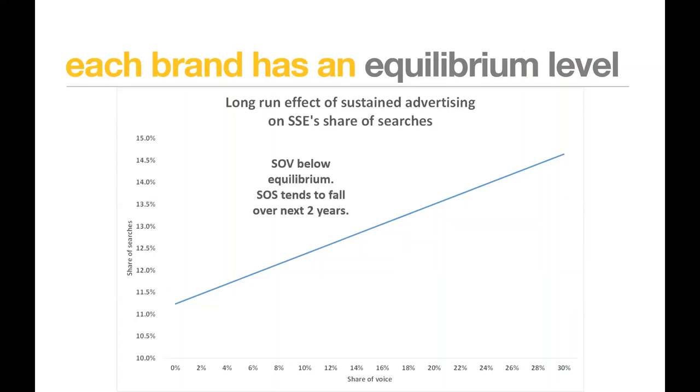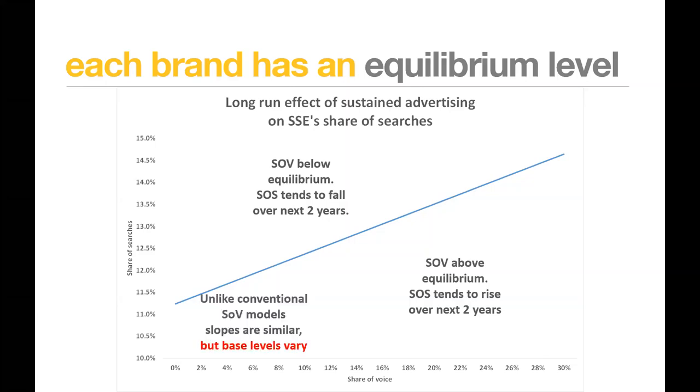If share of voice is below that brand's equilibrium level, then the models tell us that share of search will tend to fall over the next 2 years. If a brand's share of voice is above the equilibrium level for that brand, its share of search will tend to rise over the next 2 years. Again, those of you who know your share of voice theory will say, well, this looks very like conventional share of voice theory, but there's a big difference. And that's the base level, because unlike conventional share of voice models, while the slopes of these equilibrium lines are similar, the base levels vary a lot from brand to brand. They are not zero. They are very different from zero.